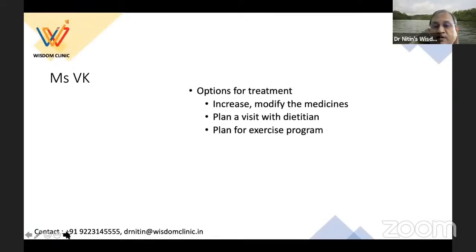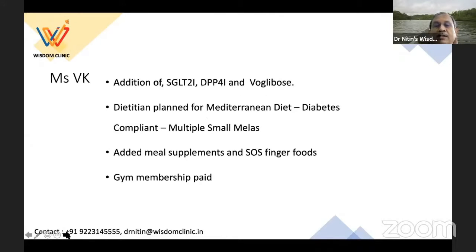So what are the options for treatment? Increase and modify the medicines, plan a revisit to a dietitian in Thane, or plan an exercise program. So the doctor added an SGLT2 inhibitor, a DPP4 inhibitor, and voglibose. The dietitian plans a Mediterranean diet that is diabetes compliant, with multiple small meals but with the quality of the food matching the Mediterranean diet, and added meal supplements and SOS finger foods, which are healthy, so that when she feels hungry, she can eat that. And a gym membership was paid.